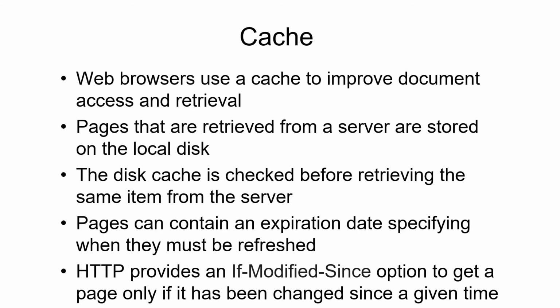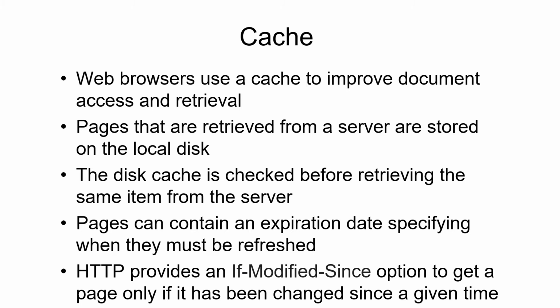Web browsers typically use a cache. They keep the web pages that they've received recently on the disk of the computer that you're running on. Therefore, when you ask for a page, it will check first to see if it already has that page in its local file system. If it does, it will serve that.